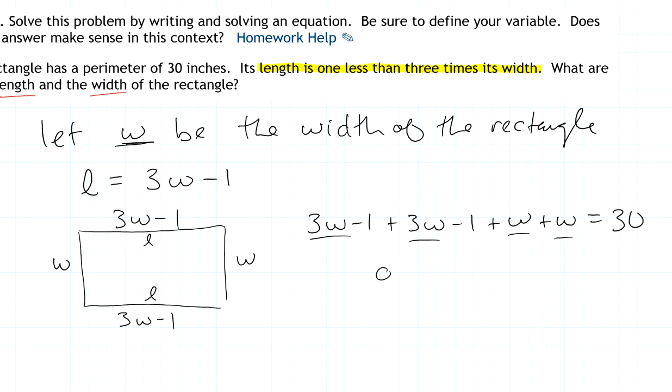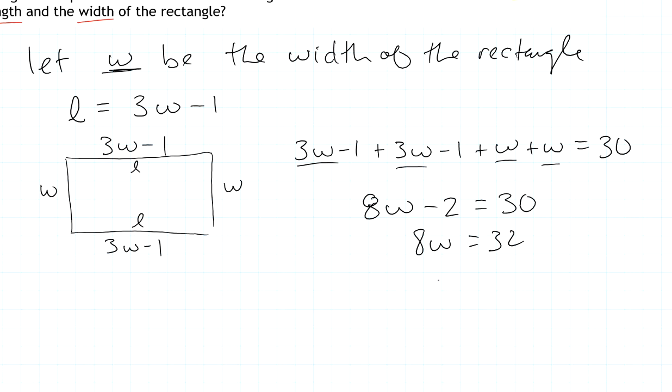So there's 8W and then minus 2, and that has to equal the perimeter of 30. If I add 2 to both sides, I get that 8W equals 32. And if I divide both sides by 8, we get that the width is 4. So I know that the width of the rectangle is 4.